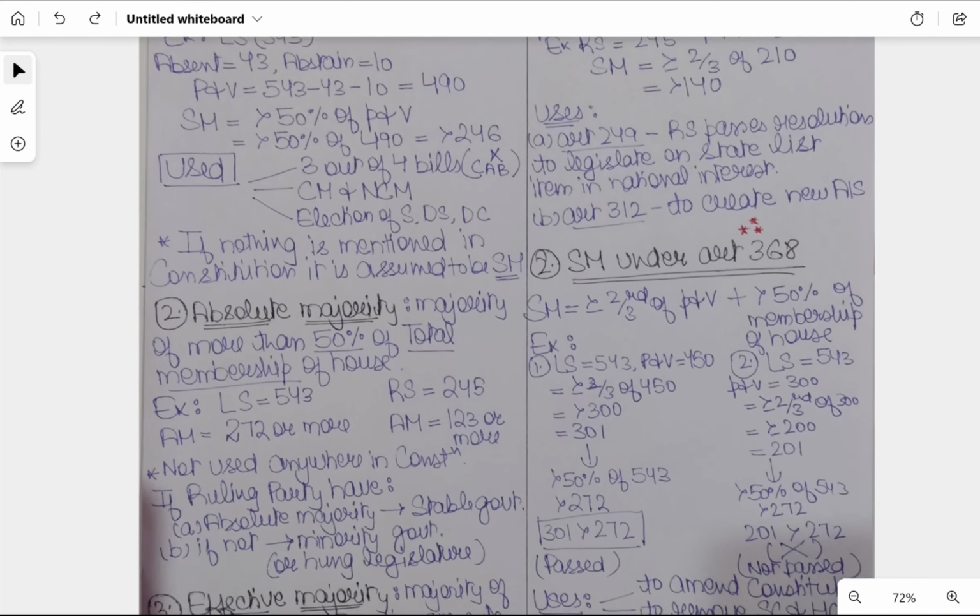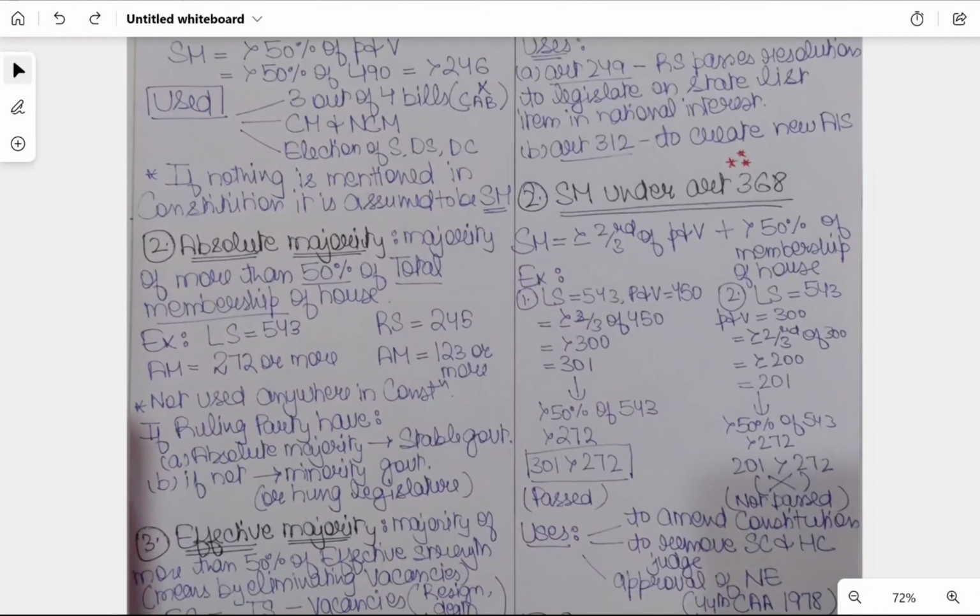The second type of majority is the absolute majority. It is the majority of more than 50% of the total membership of the house. In this, the total membership means the total strength of the house. In the Lok Sabha, it is 543. In the Rajya Sabha, it is 245. Absolute majority will be more than 272 members, and in Rajya Sabha, absolute majority will be 123 or more members.